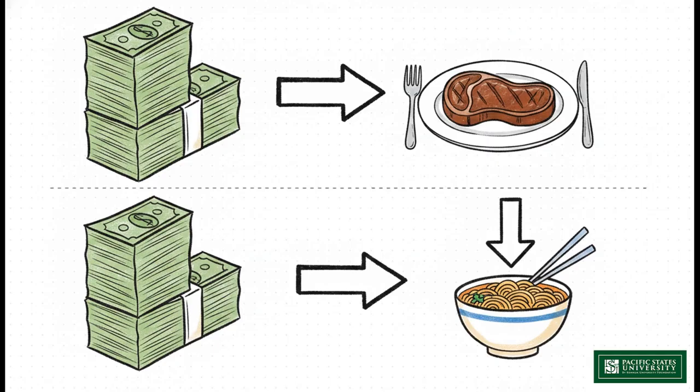This means that as your income rises, you naturally buy more of them. Inferior goods, however, have a negative income elasticity. As your income rises, you actually buy less of them.